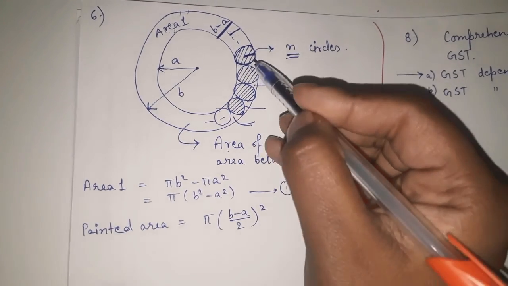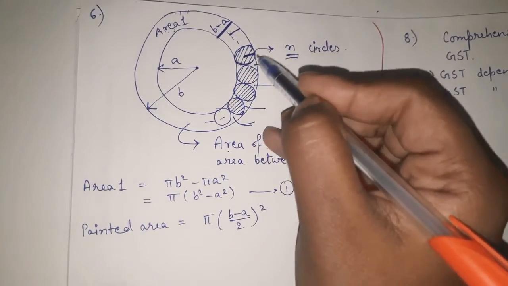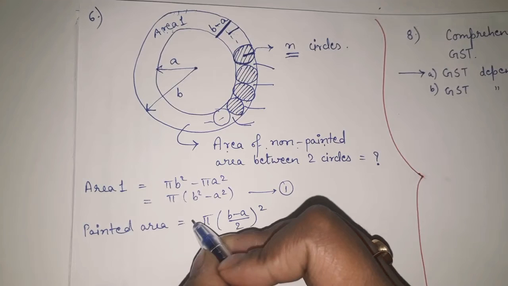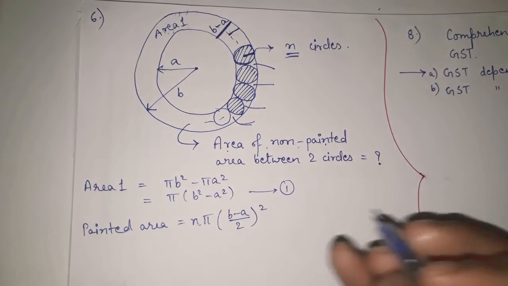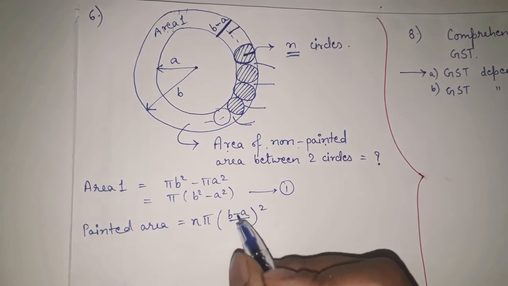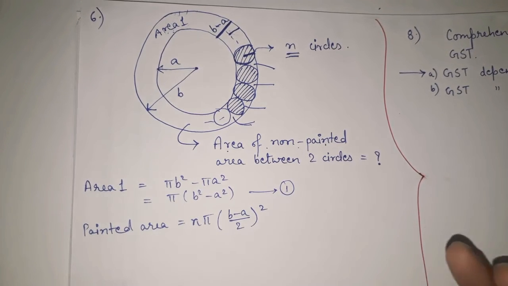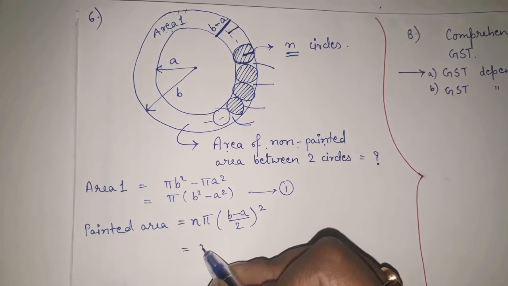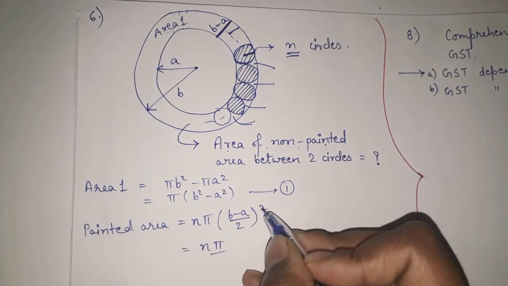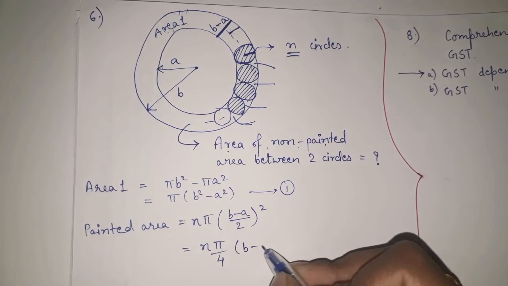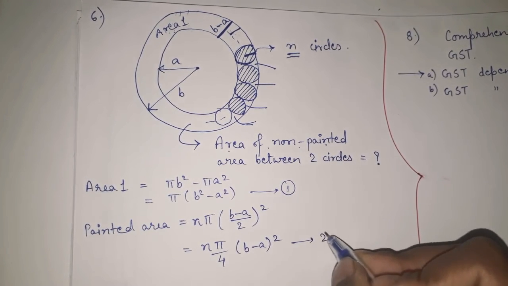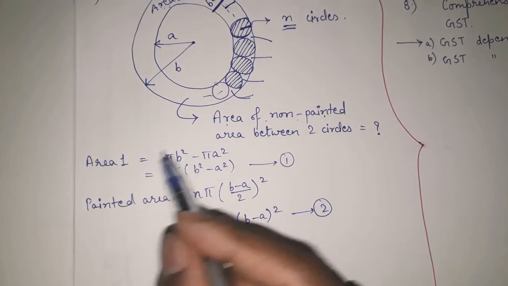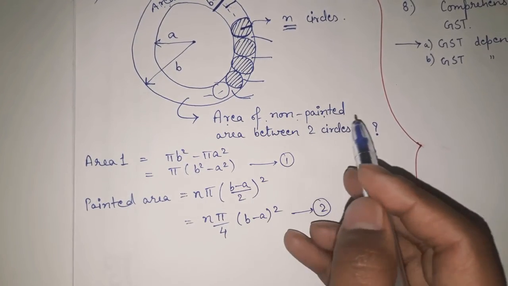Clear? This is the area for one circle. They have told us that we are having n circles. So for n circles, we just have to multiply it with n. So n into pi into ((b minus a) divided by 2) whole square. If we expand it, we get n into pi by 4, because the square is there, and inside I have (b minus a) square. So this is second. Now if I subtract the painted area from area 1, I will simply get my answer, that is the non-painted area.